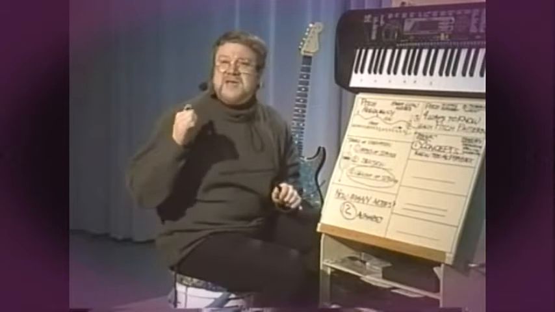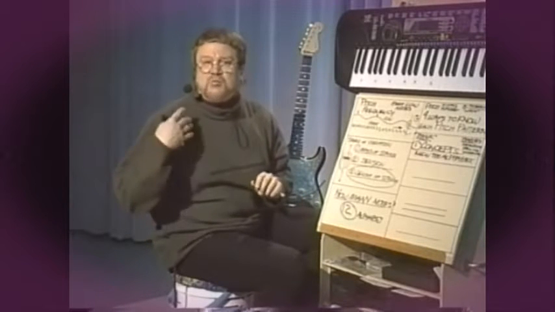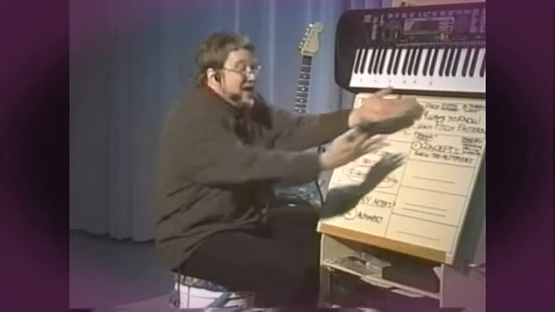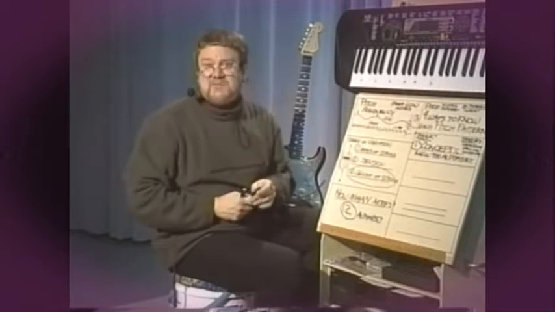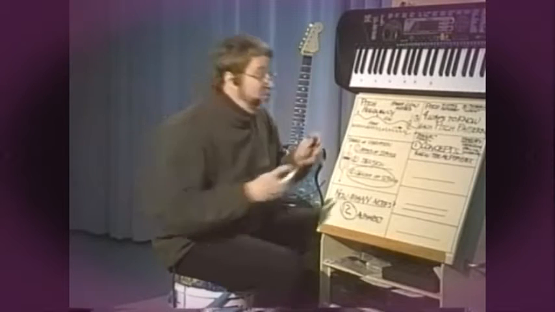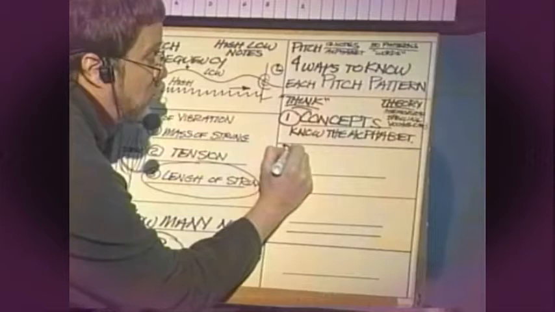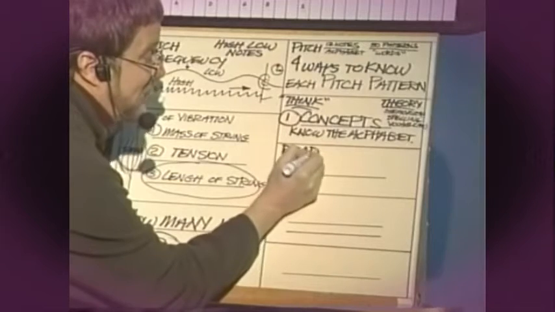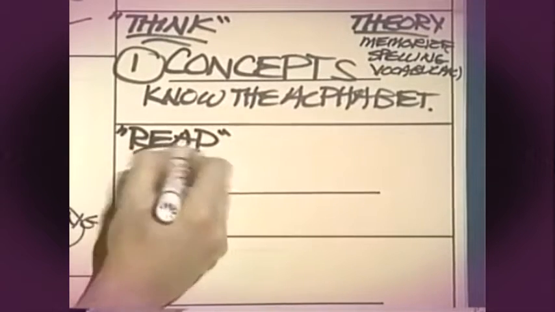What's the second way that you need to know any word in any language? Well, the answer is you have to be able to recognize it when you see it represented by graphic symbols on a piece of paper. In other words, the second way that you have to know any word in any language is you have to be able to read it. You have to be able to read in the language.